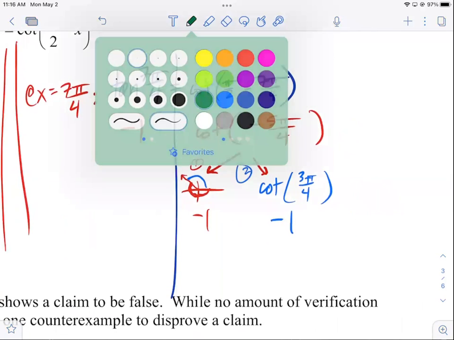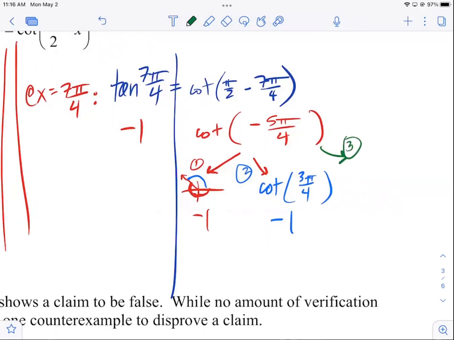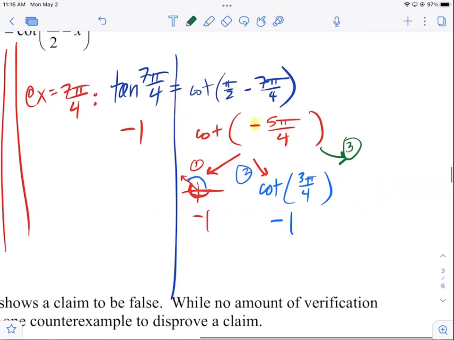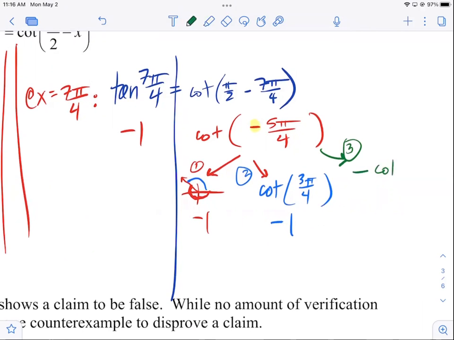Or you could even do it a third way from there. Is cotangent even, odd, or neither? Odd. Cotangent's odd. Remember, the only 2 evens are what? Secant and cosine. Good. So remember, if an odd function has a negative input, do we just forget about it, or do we bring it out front? We bring it out front. So that's the same as negative cotangent of positive 5 pi over 4. That's using the even-odd identity.